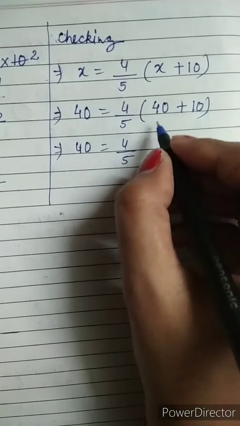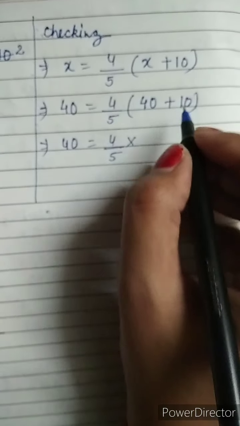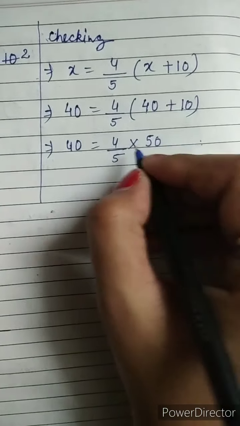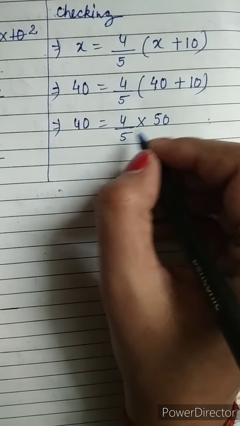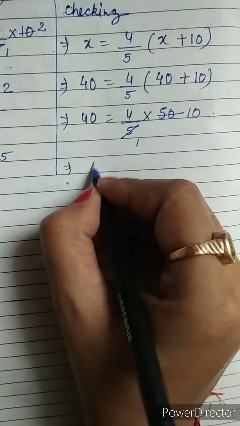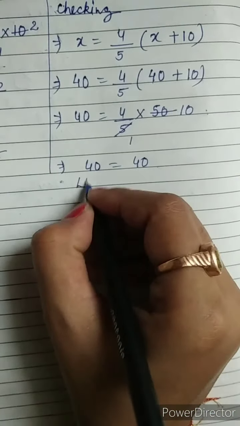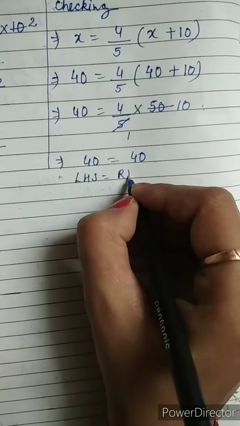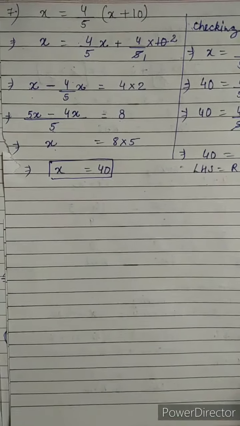I am not multiplying it because in the bracket we can directly solve them. 40 plus 10, it's 50, and here multiplication symbol. When we reduce it from each other, from numerator and denominator, it will reduce like in this form. So 4 tens are 40. It means LHS is equal to RHS. It means we taken right value of x, that is x is equal to 40.